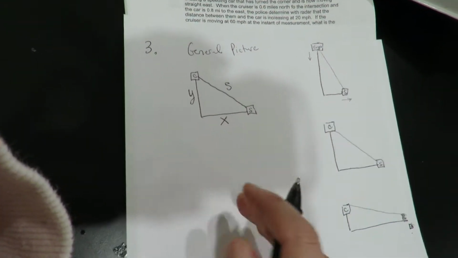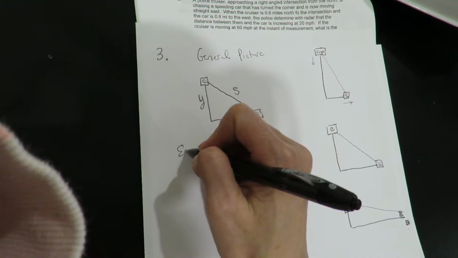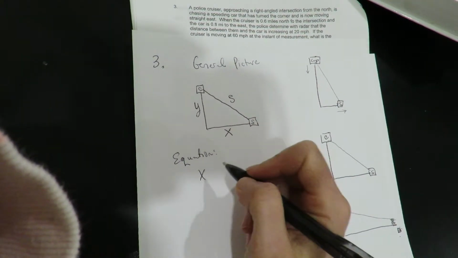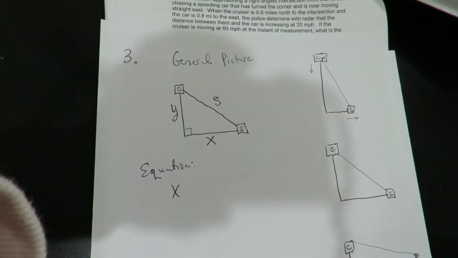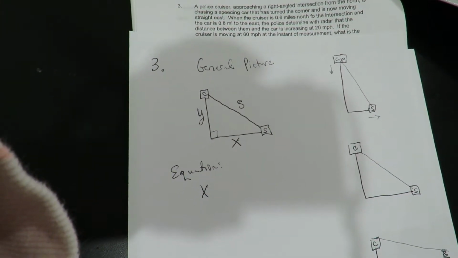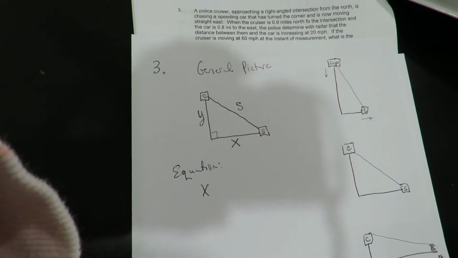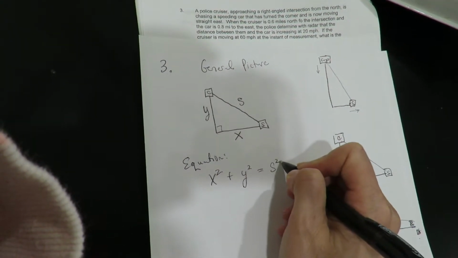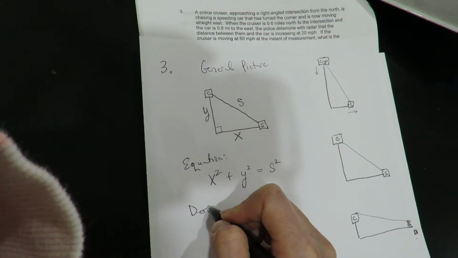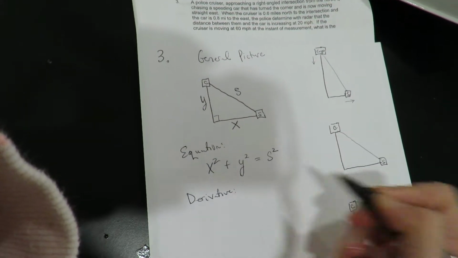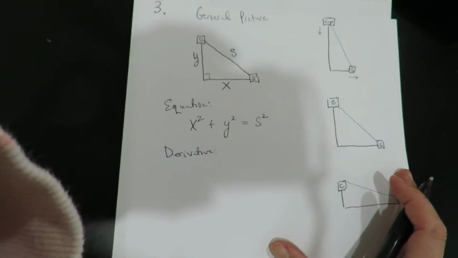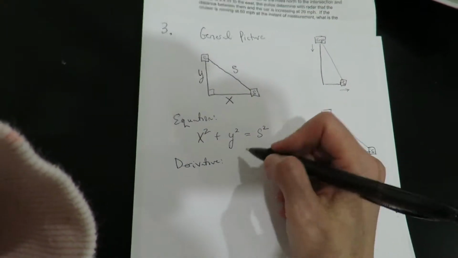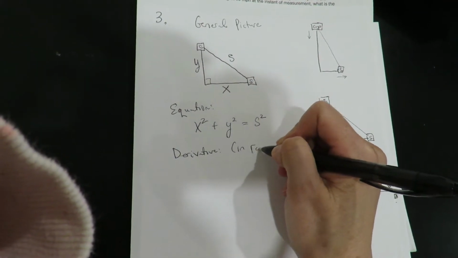So let's then write the equation for this. It's a right triangle. So the equation is going to be what? The Pythagorean theorem, right? X squared plus y squared equals s squared. Okay, and now try to take the derivative of that. Stop the video and try to do a little bit for yourself and then start the video again. See if you know how to take the derivative of that with respect to time.